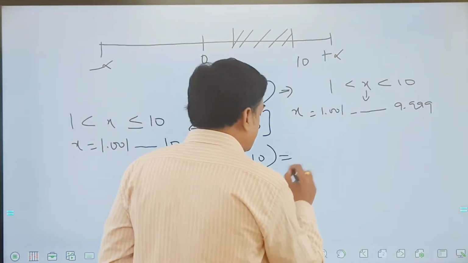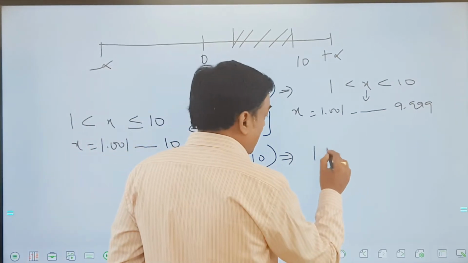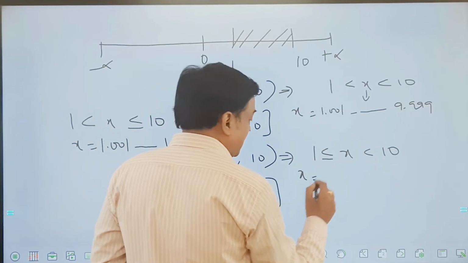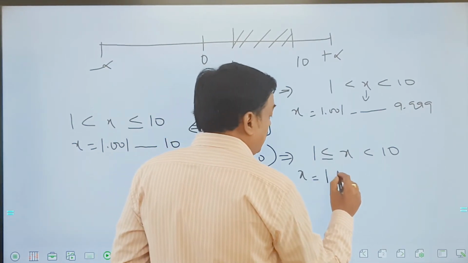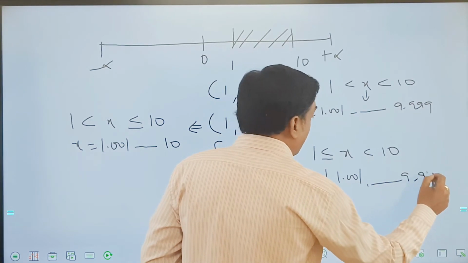Now when I talk about this, friends, here 1 is included but 10 is not. So it can be taken as 1 less than or equal to x less than 10, and the values x can take are 1, 1.001 and so on up to 9.999.